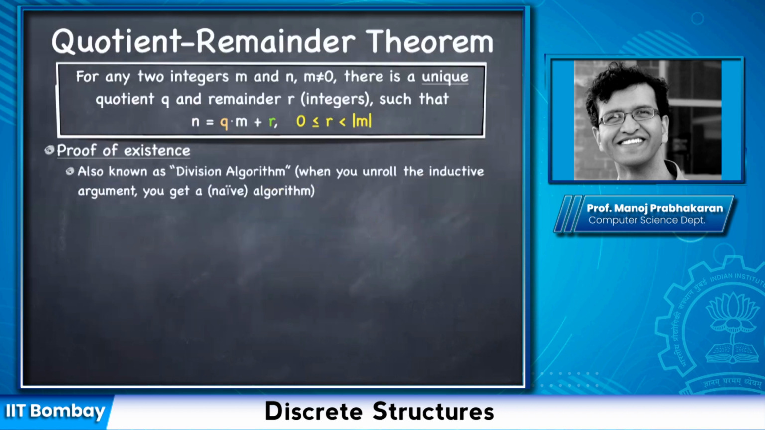In fact, sometimes it's also called the division algorithm, though it's not a very efficient algorithm. If you unroll this inductive argument, all you're doing is going from k to k minus m, and k minus m to k minus 2m, and so forth until you hit the base case. What you're left with is something strictly less than m, and that you take as the remainder. Okay, so it's giving you a way to compute the quotient and the remainder by subtracting m again and again until what is left is strictly less than m.